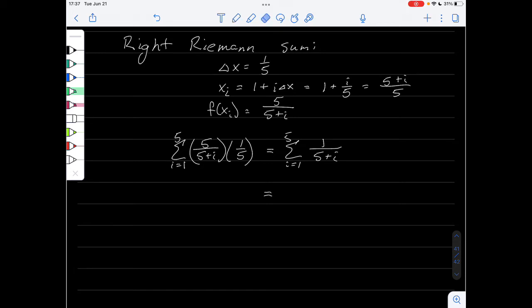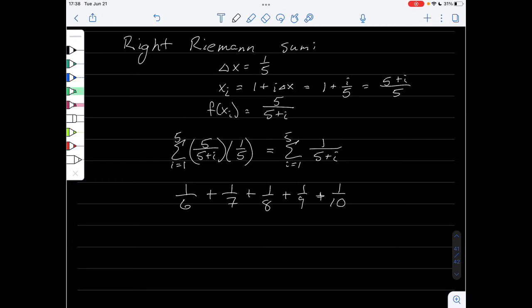And this is going to be, when we write it out, 1/6 plus 1/7 plus 1/8 plus 1/9 plus 1/10. And we can do the same thing and get a common denominator and then add everything together.